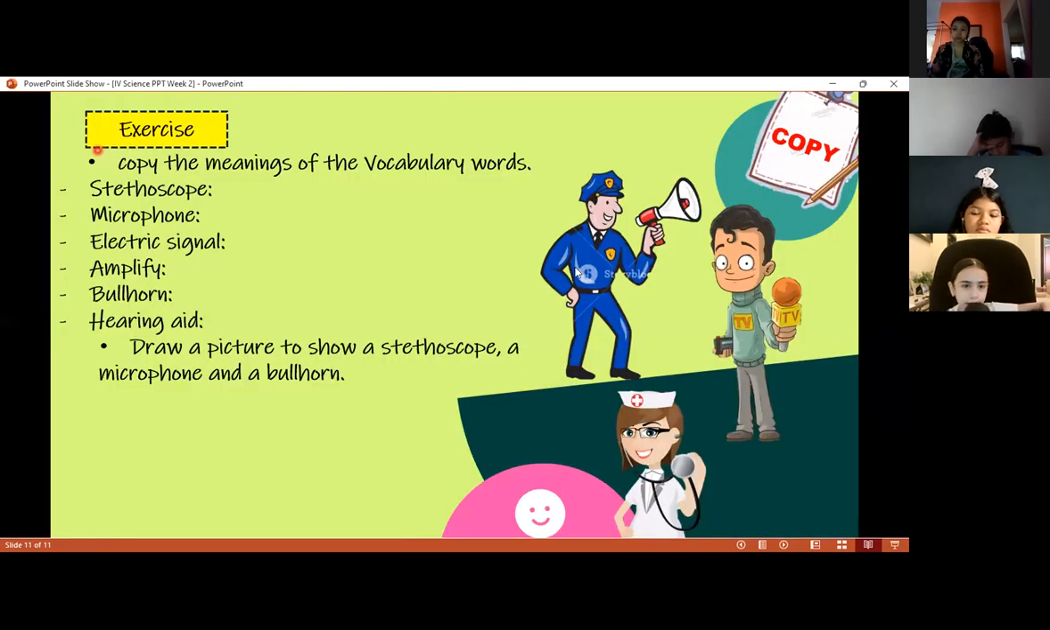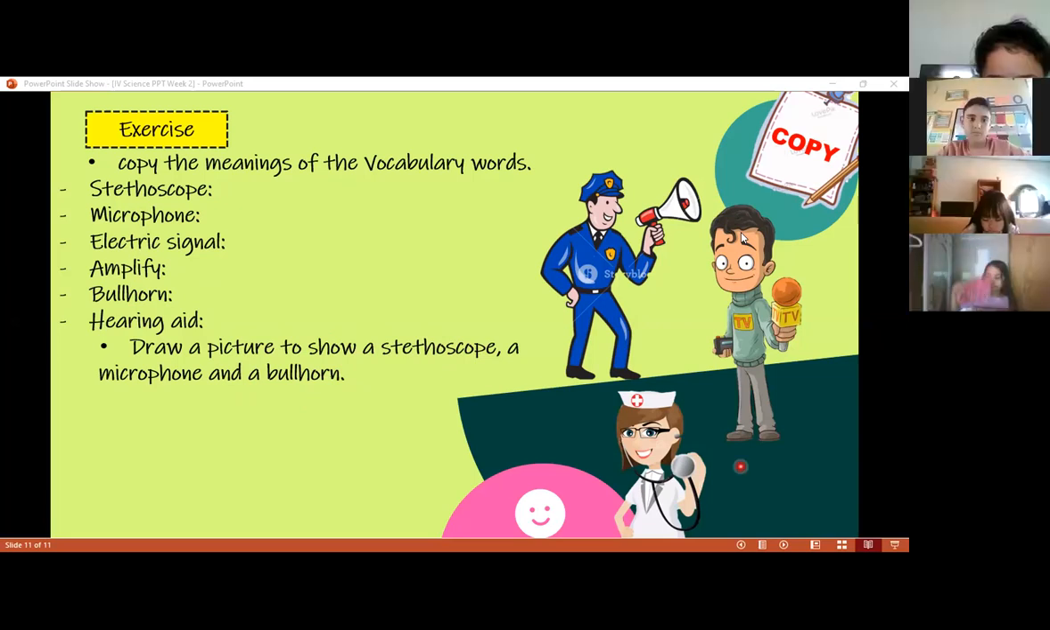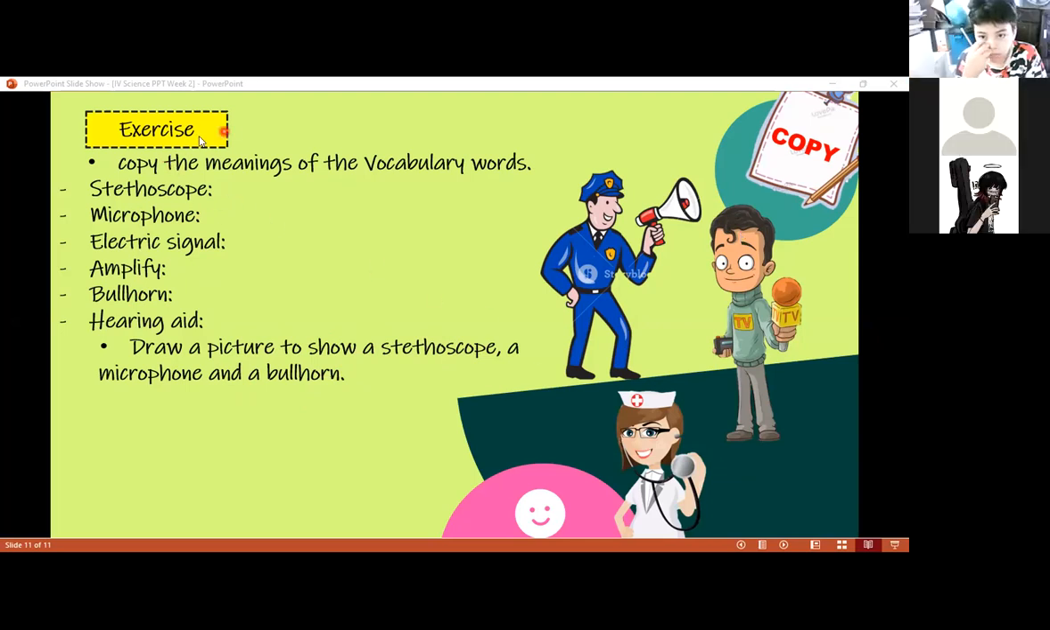Now, let's copy here in the class notebook. In this minute, we're going to copy the meaning of the vocabulary words. We're going to copy the meaning of these six words and draw a picture to show. So we're going to draw a picture of a stethoscope, a microphone, and a bullhorn. So we're going to draw these three objects and write the meaning of these words. Let's copy this. Means copy instructions. Yes, copy everything.